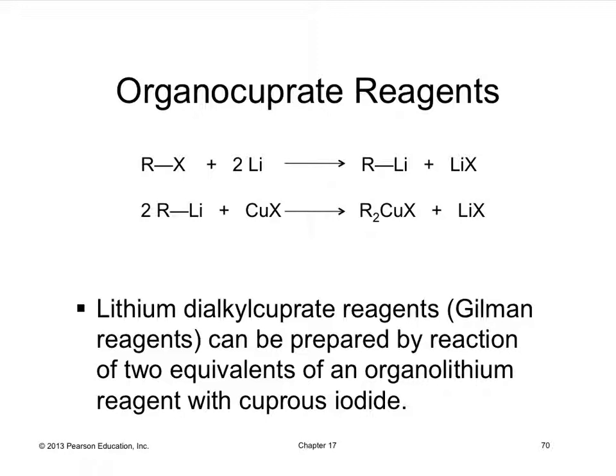So, here are organocuprate reagents, in which you have alkyl halides in the presence of lithium forming alkyl lithiums. You can take 2 alkyl lithiums in the presence of copper to generate this dialkylated copper, or cuprate, reagent. These are called Gilman reagents.